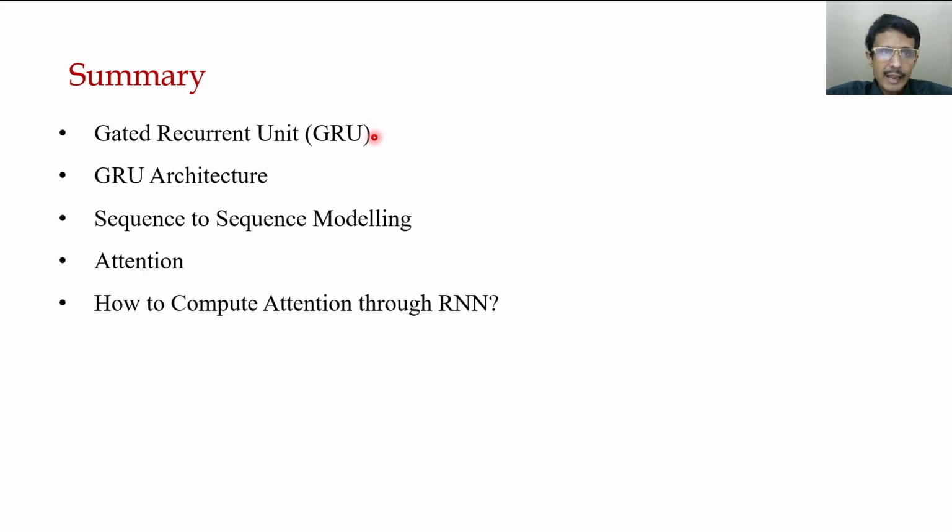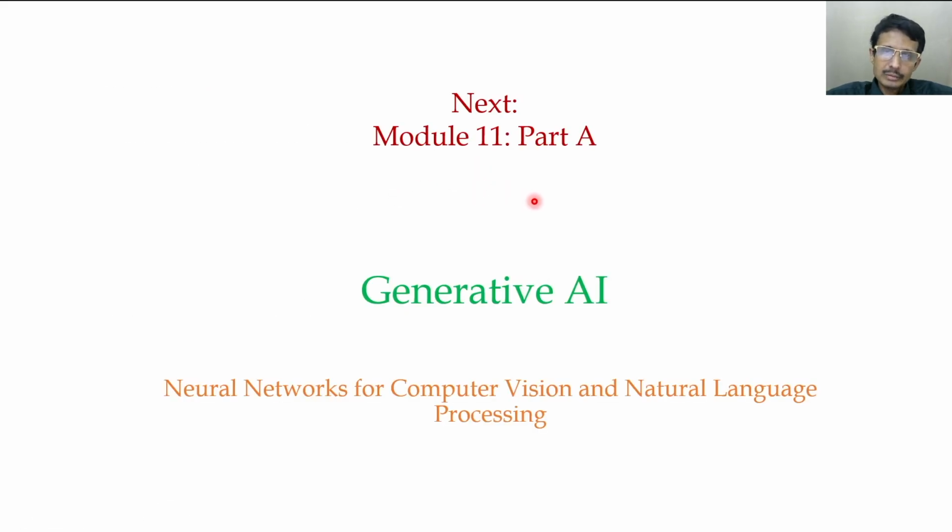So in summary, in this lecture we have discussed the gated recurrent unit, and briefly discussed the GRU architecture. Then we discussed sequence to sequence modeling with respect to RNN and LSTM. Then we found what the context vector is and what the problem of the simple context vector is, and we introduced attention, how attention solves this problem, and then how to compute attention through RNN. The next topic we start here.